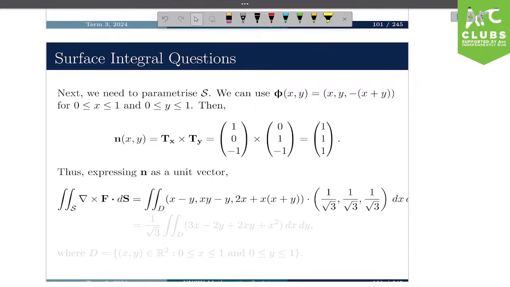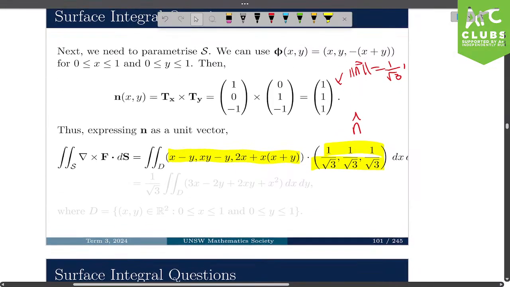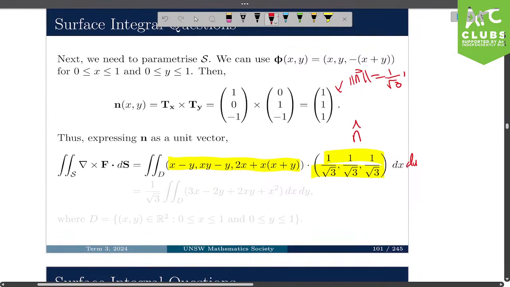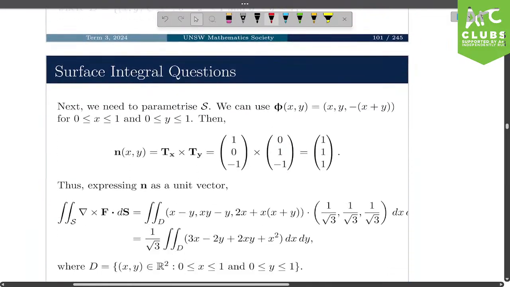Okay, so we plug in our curl. We get that, dot. Now this here is our unit normal vector, because the magnitude of that equals 1 on root 3. Now this is supposed to be dx dy. Okay, so we get this.